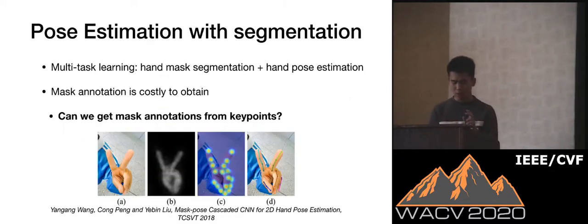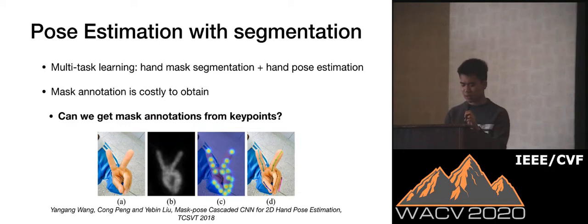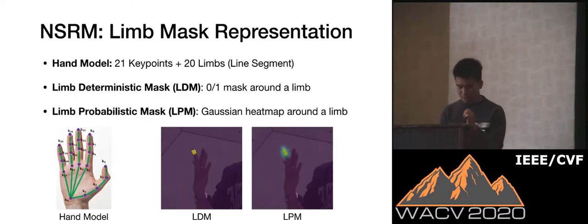And recently, we noticed that some researchers conduct hand pose estimation and hand mask segmentation in a multitask learning way, which can improve hand pose estimation a lot. However, we know that mask annotation is really difficult to obtain, and there are only a few datasets that contain both mask and key points. Thus, it leads us to think, can we get hand masks from key points? Well, the answer is yes.